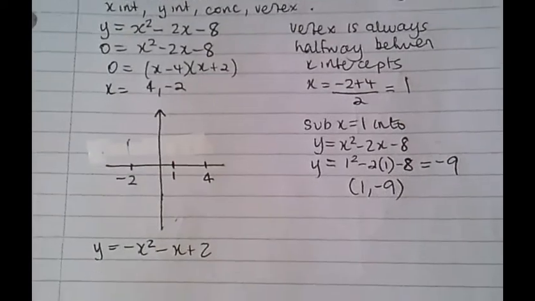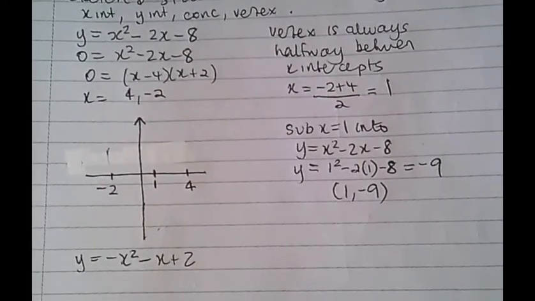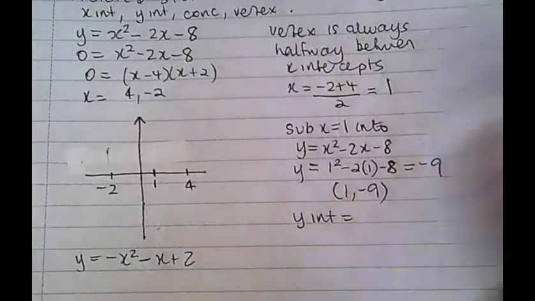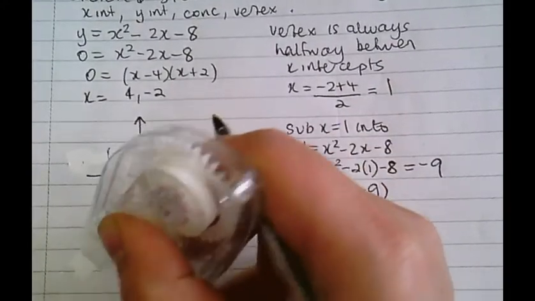So the vertex is at 1, negative 9. That's the vertex. All right, can you tell me the y-intercept? What's the y-intercept? Isn't that when x is 0?